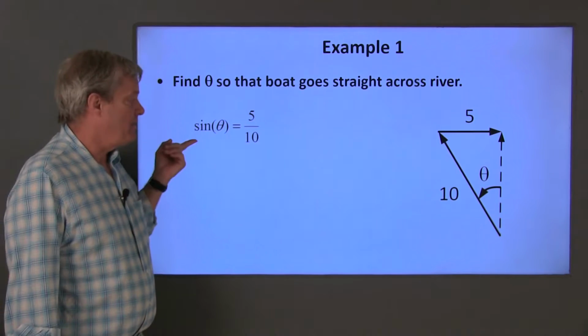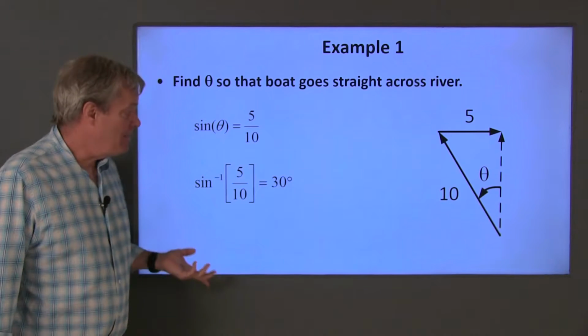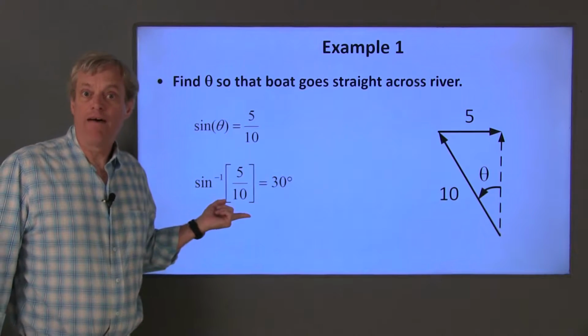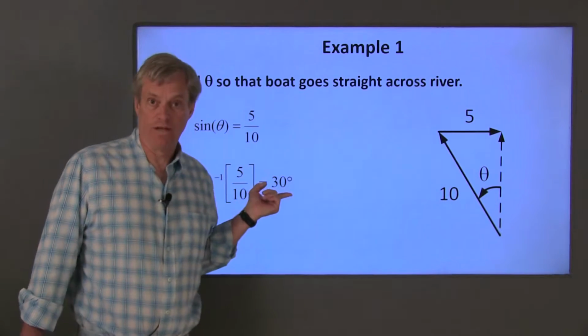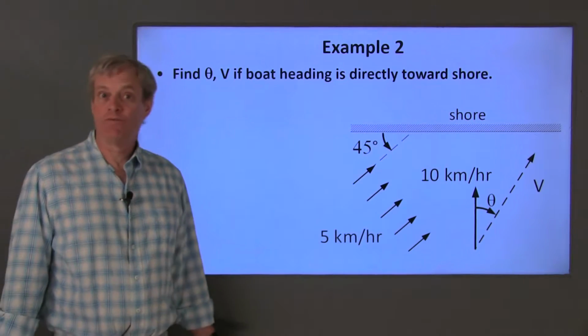The sine of theta is the opposite over the hypotenuse, which is 1/2. And the inverse sine of 1/2 is theta, which is 30 degrees. Now let's change our problem just a little bit and see what happens.